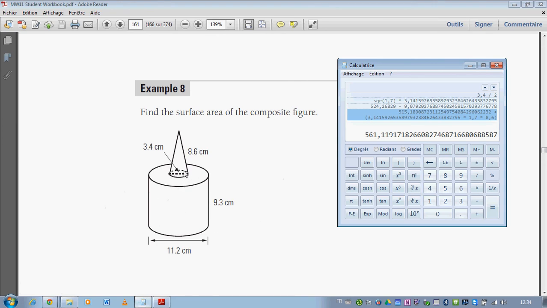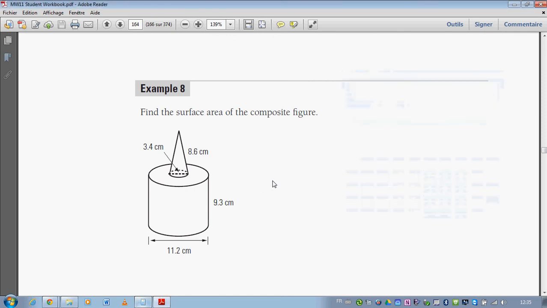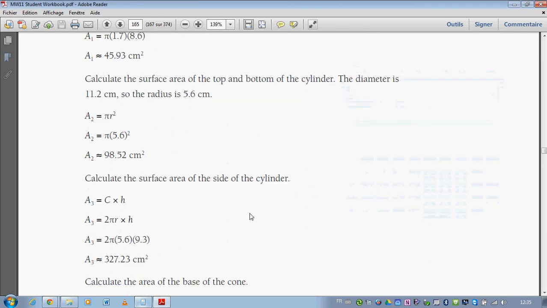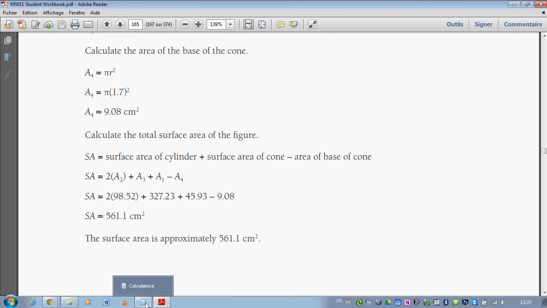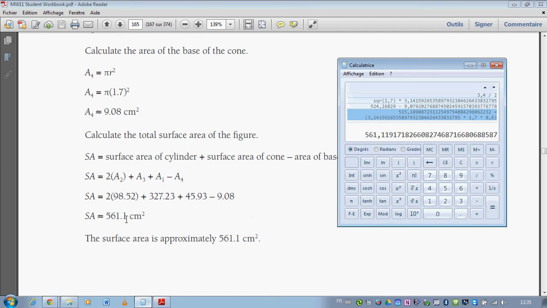Again, you figure out the total surface area of the cylinder. You make sure you subtract the area you can't see because it's being hidden by the cone. Then I figured out the lateral area of the cone. I didn't bother figuring out the base area of the cone because once again it's hidden. I just added the lateral area of the cone to the area of the entire cylinder with the hidden area subtracted. That gave me 561.1, which is what you're getting in your workbook.